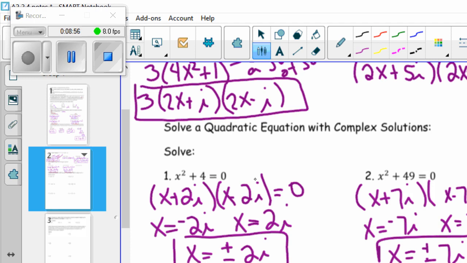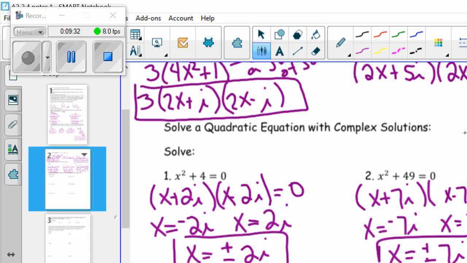And finally, 9x squared plus 25 equals 0. Again, it's a sum of squares. So this is 3x plus 5i, 3x minus 5i equals 0. Set these both equal to 0. So here I would get 3x equals negative 5i, divided by 3, x equals negative 5i over 3, which is the same thing as negative 5/3 i. I'll get the same thing over here on the positive. So my answer, x equals positive or negative 5/3 i.